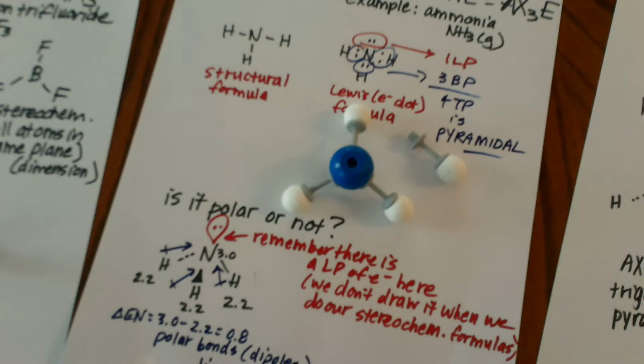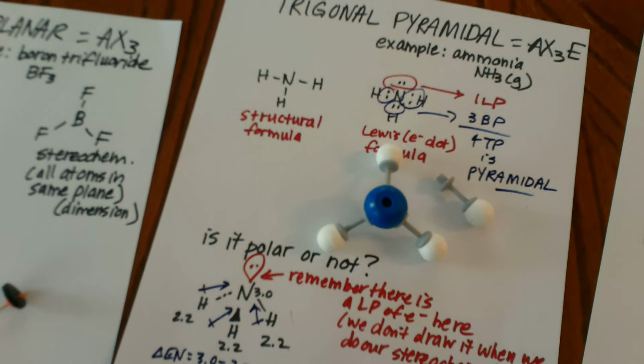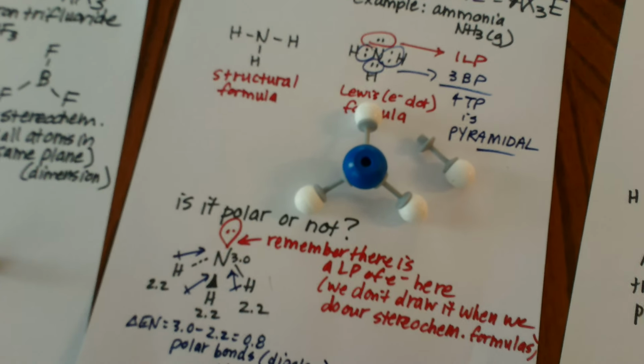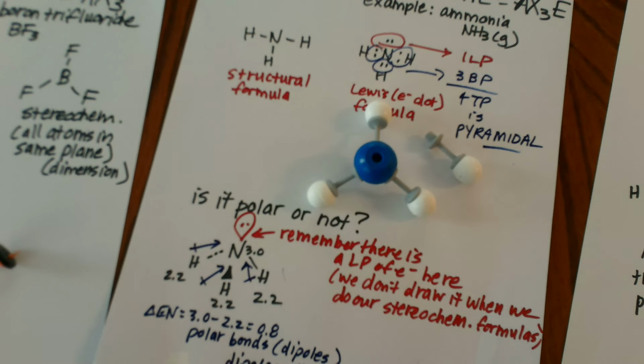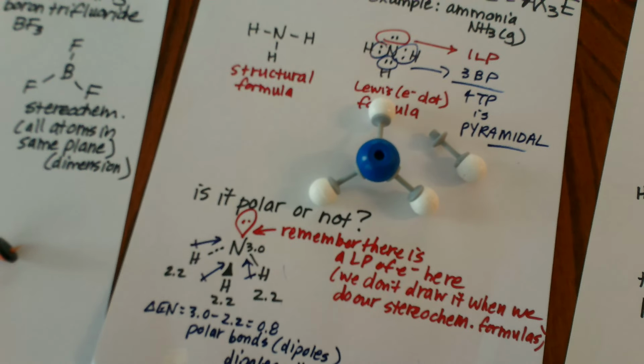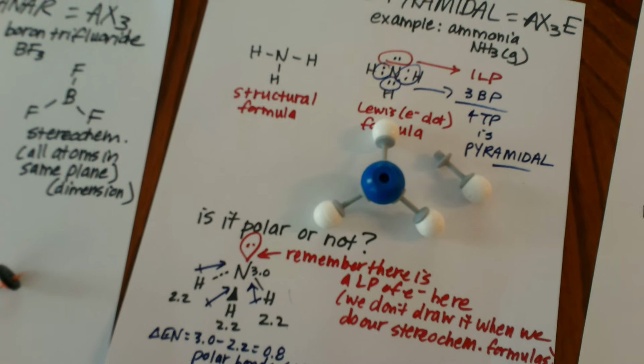So this is our example of ammonia. And ammonia, as we can see, has one lone pair on top. And so that's this little hole here, indicating that there is a lone pair. 3 bonding pairs, 1 to each of the hydrogens. So it is pyramidal, and it is a pyramid, right? Not in one plane, not planar.